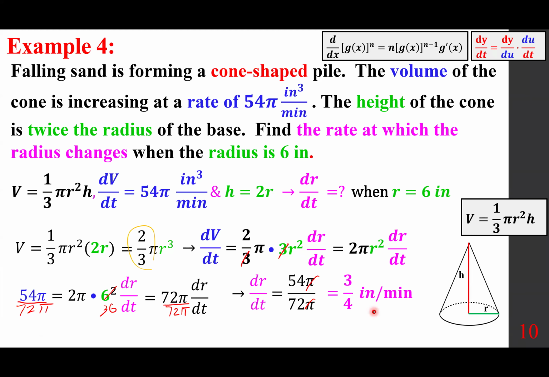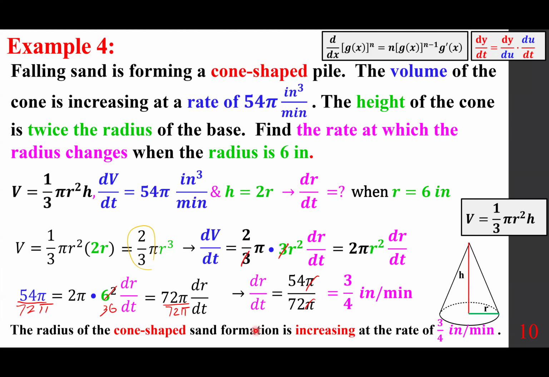3/4 of an inch per minute, which means the radius of the cone-shaped sand formation is increasing. Why is it increasing? It's positive. At what rate? 3/4 of an inch per minute.